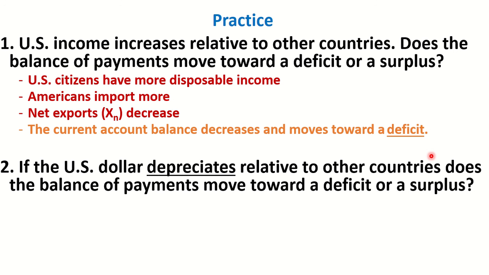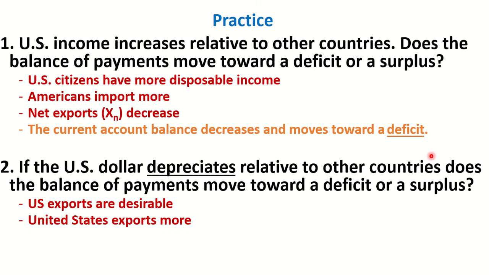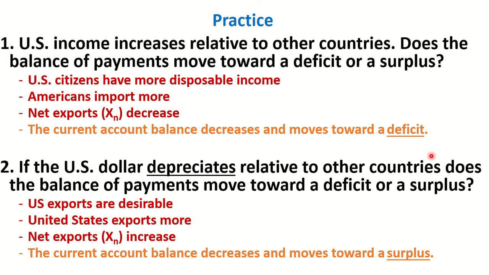If the U.S. dollar depreciates relative to other countries, does the balance of payments move toward a deficit or a surplus? U.S. exports are desirable. Why? Because the dollar is weak. The United States exports more. Net exports increase. The current account balance increases and moves toward a surplus. Okay?